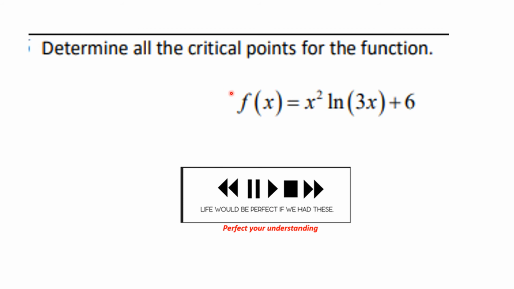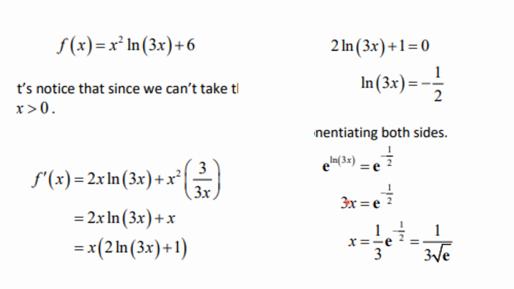Here's another one. Determine all critical points for this function, which is involving a logarithm and probably a product rule. You know what to do. Let's see how you did. Okay, so what we're going to do is we're going to take the derivative of this. So we're going to say the derivative of the first times the second, plus the first times the derivative of the second, and the derivative of a constant is equal to 0. We're going to simplify this and factor out the x. Now, and we're going to say, when is this equal to 0?